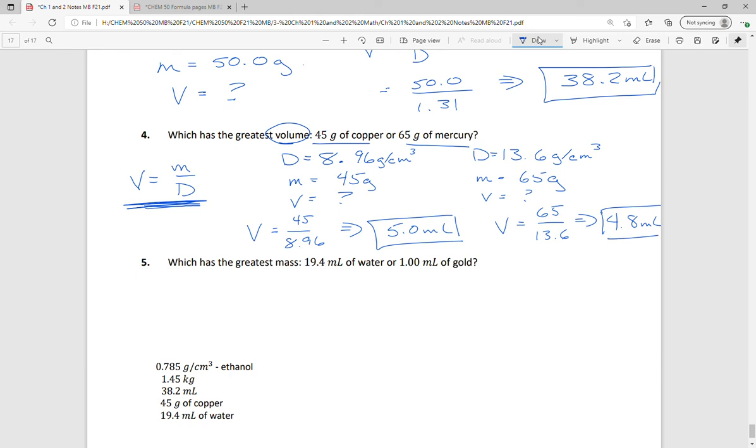So which has the greater volume? That would be the copper. This one has a greater volume.